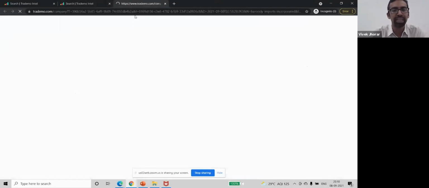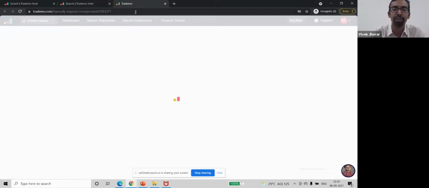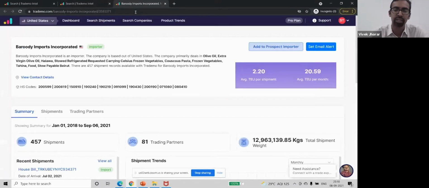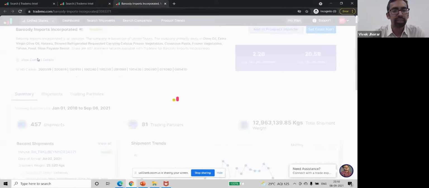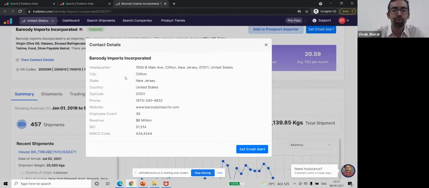Let's see what kind of information you can expect on US importers if you are sitting outside the US and thinking of shipping to the US. This is an importer called Broody Imports Incorporated. If you go to the company profile and view contact details, you can see where in the US they are located, what their phone number is, and what kind of revenue they already do.